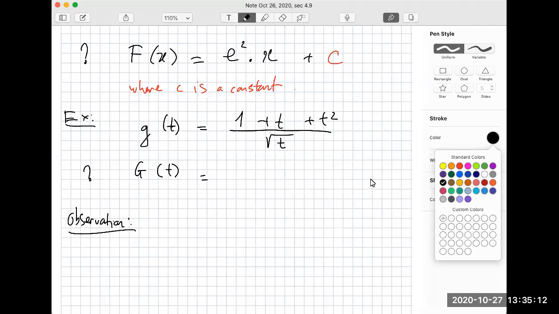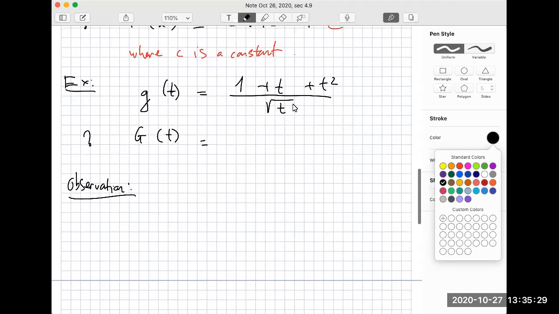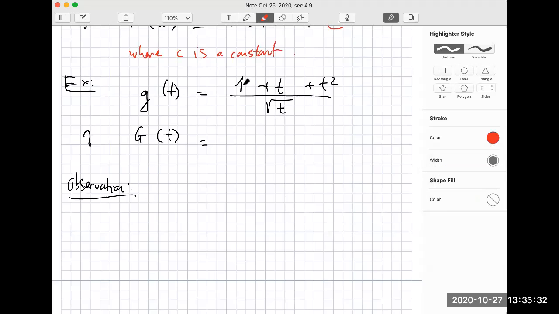So this is a quotient, right? It is really hard to see it immediately. Let us try to make it simpler. So can we separate it into sums of small parts? The numerator is a sum of three terms, right? They're all divided by square root of t. It means that g of t could be written as 1 over square root of t plus, what is it next?